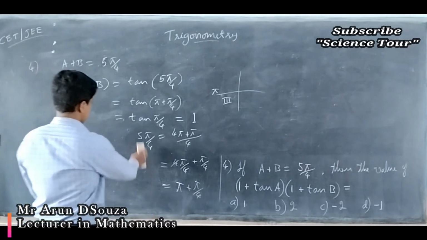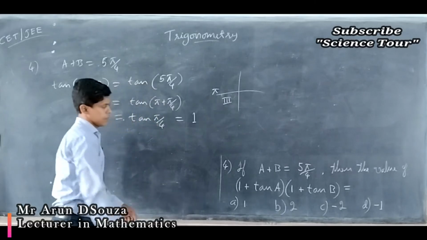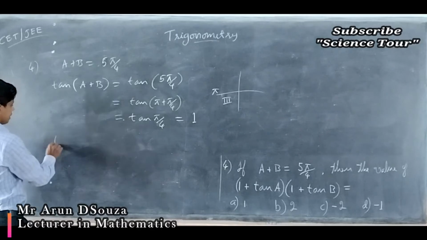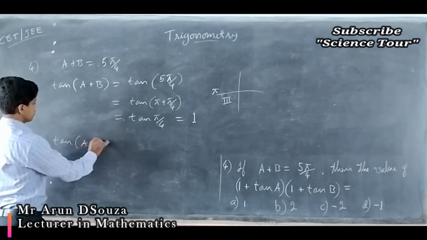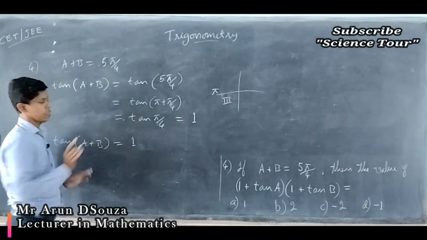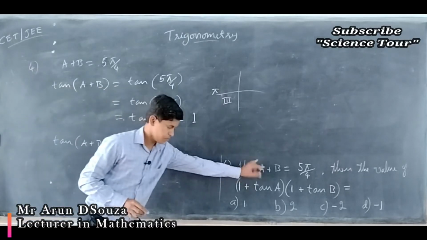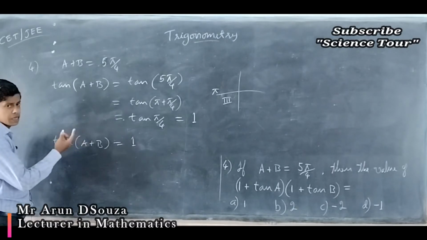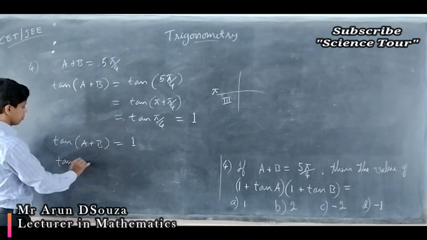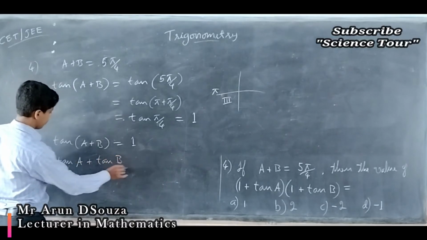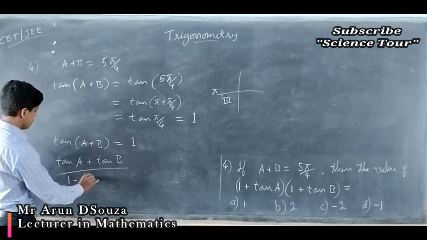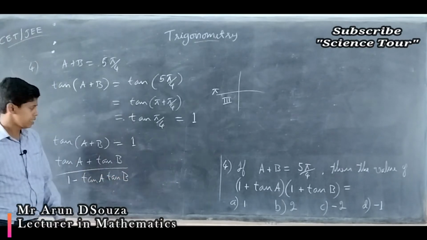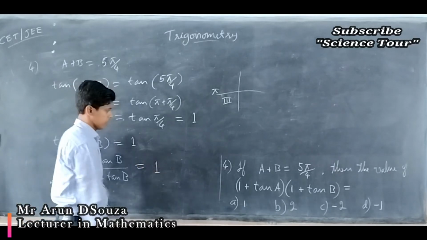So we got so much, and now we have to achieve this. So let me write this again. Tan a plus b is equal to 1. This is what I got so far from the given expression. Now let us write the formula of tan a plus b. What is tan a plus b? Tan a plus tan b divided by 1 minus tan a tan b, correct, and that is equal to 1.